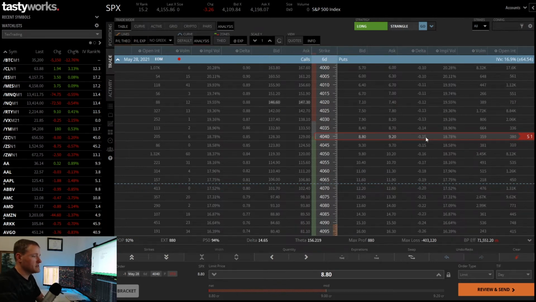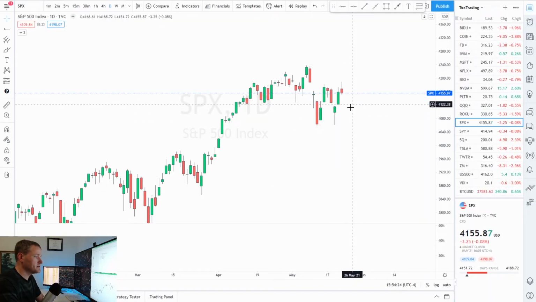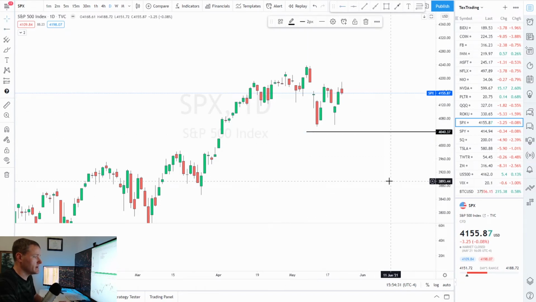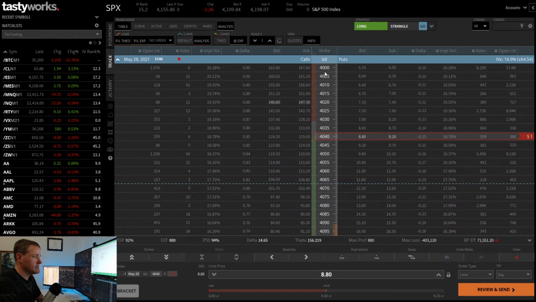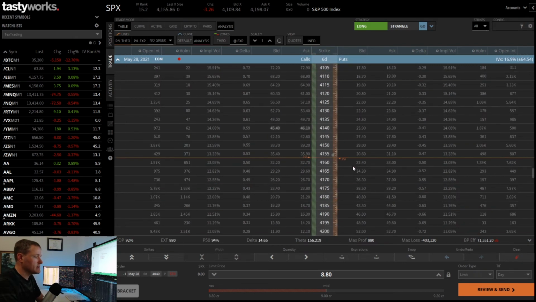So with a 15 delta, there is only a 15% chance that this 4040 put will expire in the money. So essentially, there's a 15% chance that the S&P 500 will close below 4040, right? So there's only a 15% chance that the S&P 500 will close below that level when these contracts expire in 6 days.